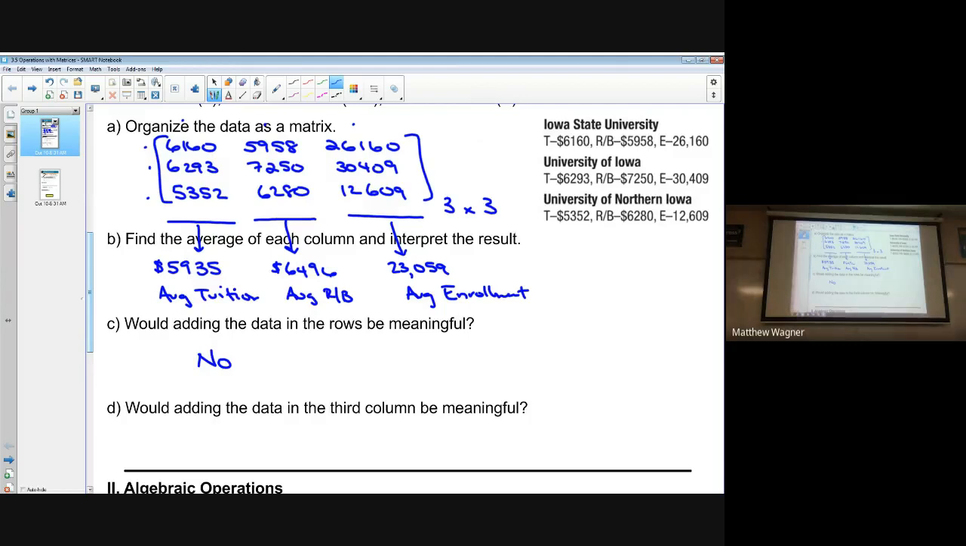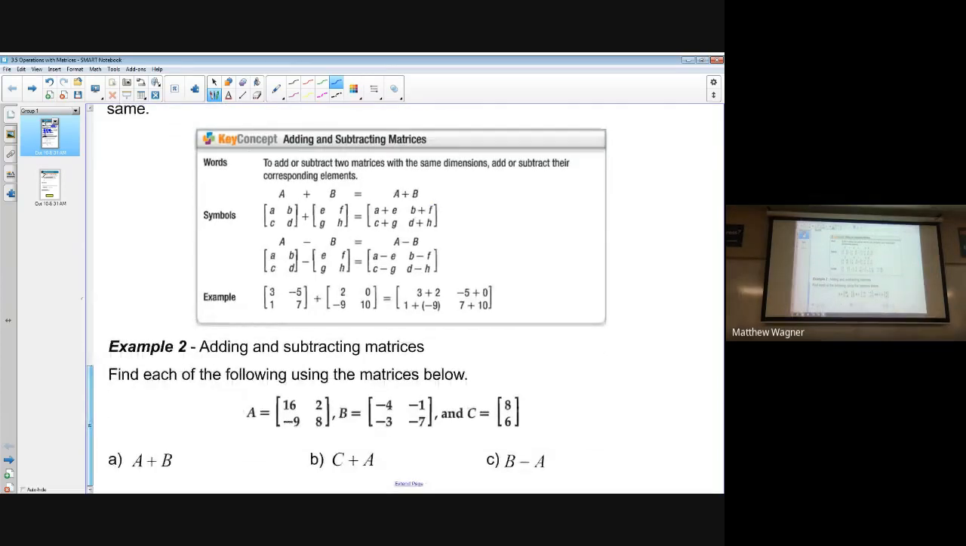All right. Would adding the data in the third column be meaningful? Well, if you look at the third column, again, that's enrollment. All of the labels of that third column would be people. It's probably not meaningful to you, but if we were to add those 3 entries together, yes, we would have total enrollment of 3 schools. So it would be meaningful. It wouldn't be just a bunch of random information, but it would be the total enrollment of 3 schools. So yes, it would be meaningful. All right. So that's what matrices are.